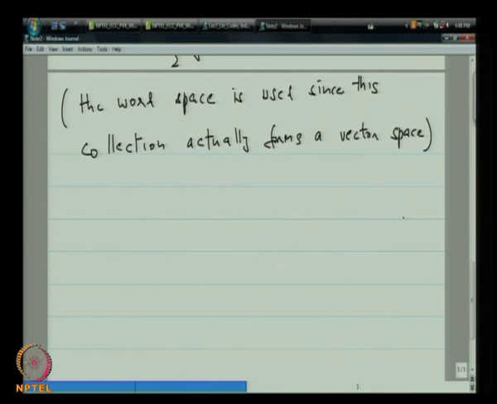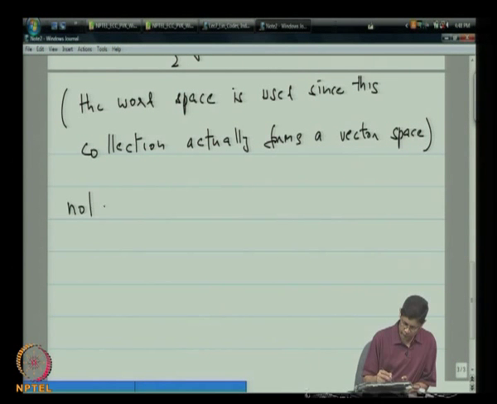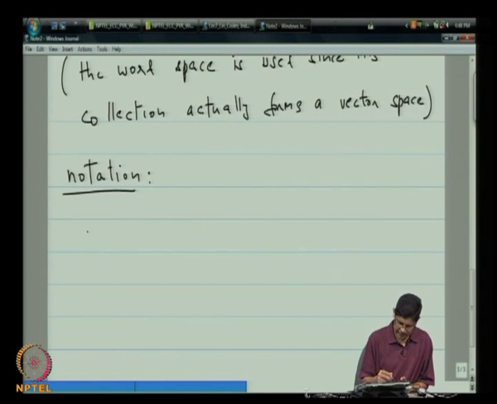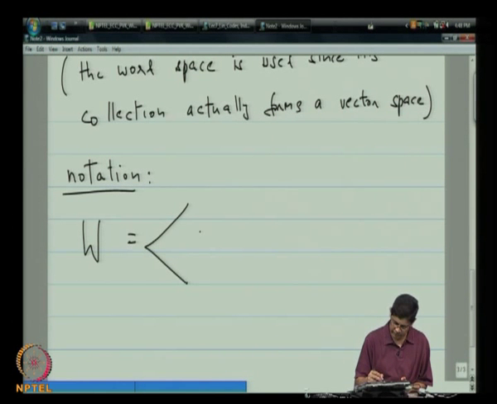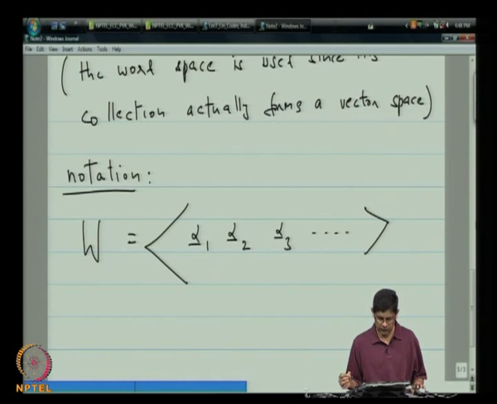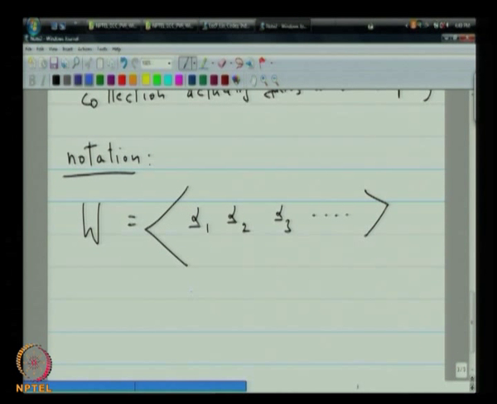Now we will use the following notation when we want to refer to this space. We will say that W is, we will put angular brackets and then we will put alpha 1, alpha 2, alpha 3, dot dot dot. So this is the terminology for the space spanned by.